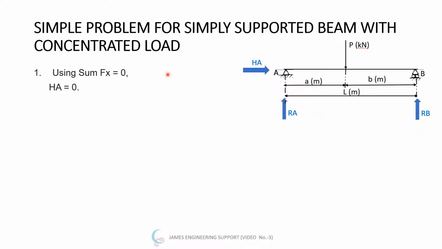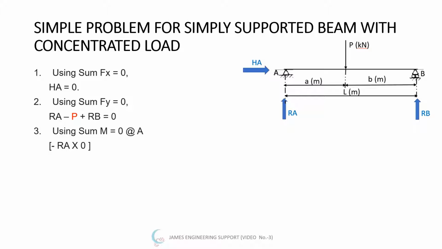So in this problem you can see there are three reactions. HA is the horizontal reaction, RA is the vertical reaction at A, and RB is the vertical reaction at B. In this problem there is no horizontal force, so HA will be equal to 0. So let's go for the vertical reaction calculation. That equation will be RA minus downward P plus RB, which will be equal to 0.